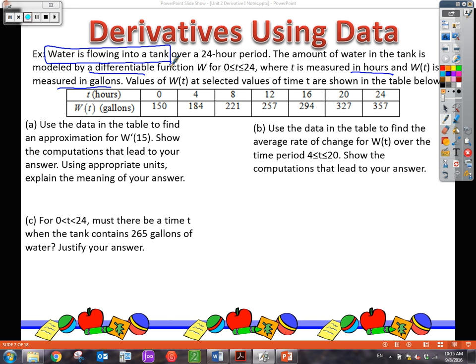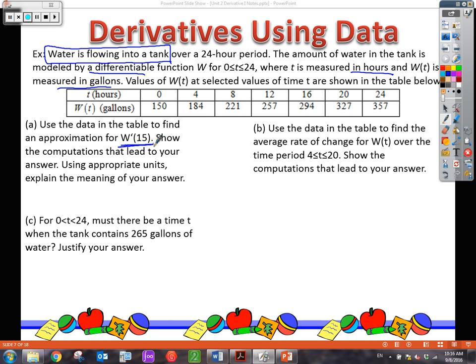Okay, part A says use the data in the table to find an approximation for W'(15). Show the computations that lead to your answer. Using appropriate units, explain the meaning of your answer. Okay, so first of all, let's make sure we understand what we have in the table. What kind of data is that? It is gallons. It's actual physical position data, right? At hour 0, we had 150 gallons. At hour 4, we had 184 gallons. It's actually physical data. It's a position. And they're wanting us to calculate a derivative.